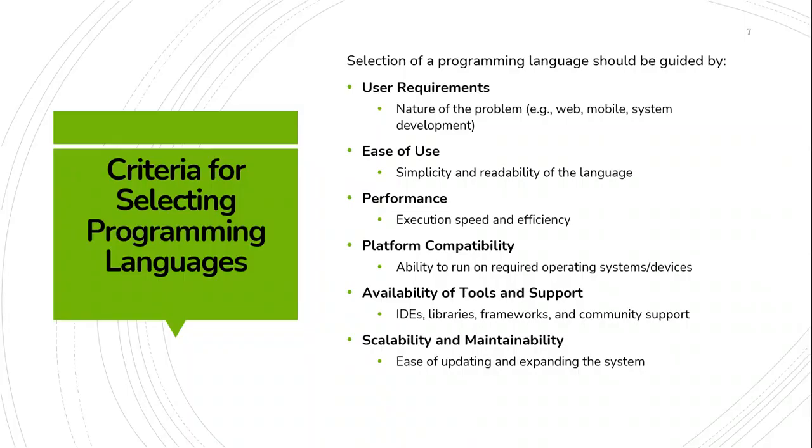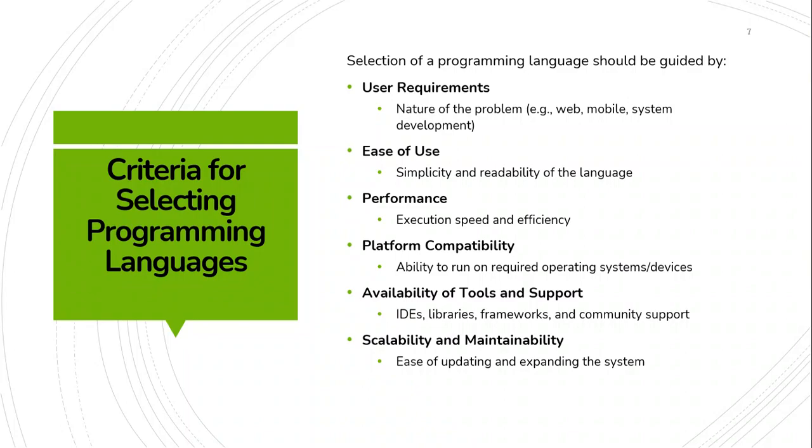Then the basis number two of selecting a programming language is ease of use. You must select a language that is simple enough and readable enough, meaning it is easy for you to understand and code, and for others to also understand your program. Because remember, when you are coding a program, you are not necessarily the person who shall be maintaining that program. So it should be easy for another person to understand the code that you wrote.